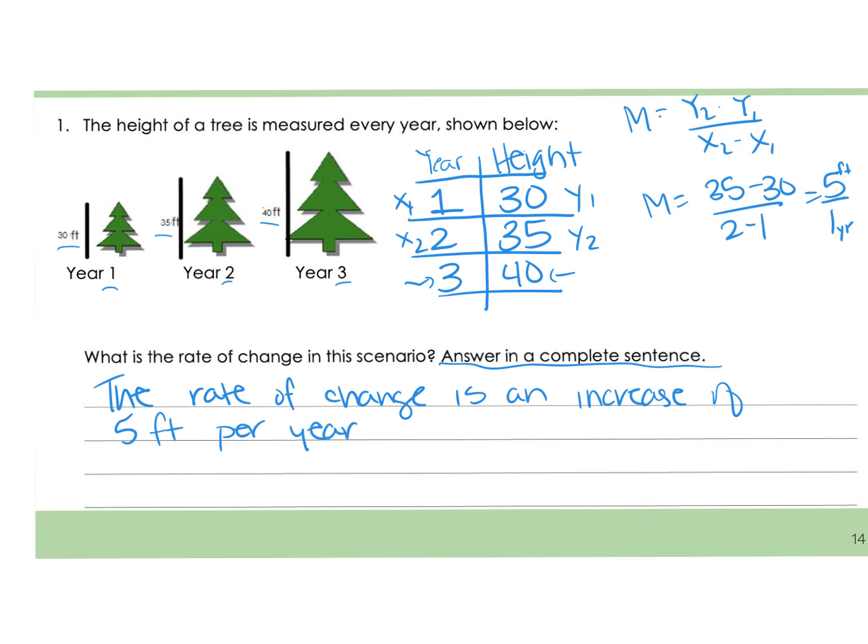Make your sentence make sense. Don't just say the rate of change is 5. I don't know what you're talking about, right? The rate of change is two numbers. It's 5 and 1. And what do those 5 and 1 mean? It's 5 feet and 1 year. So make sure you have a complete sentence and a complete thought. Let's move on to the next one.